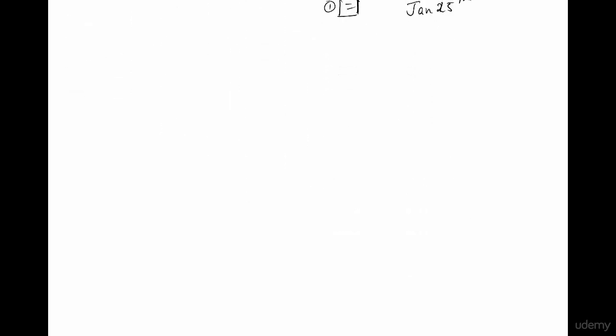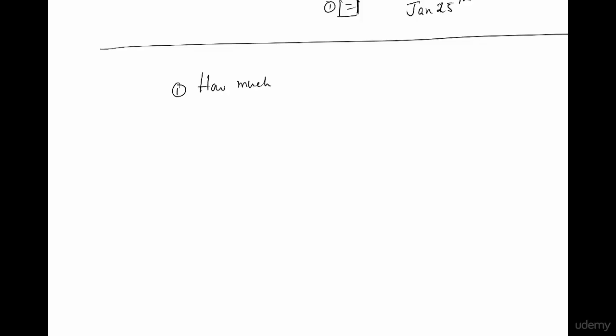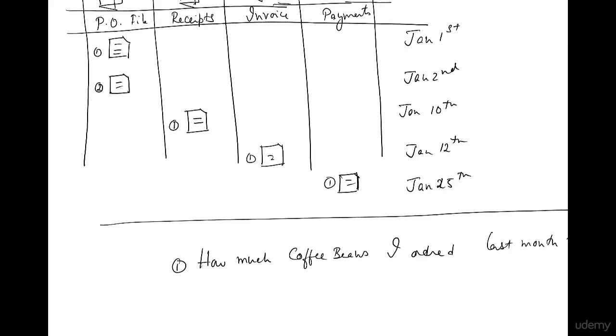That's it. My problem is solved, right? What is the problem that I solved here? I just documented all the activities that I've been doing. Just put them in separate folders. Well, let's talk about the problem that we had. If I wanted to find out how much, say, coffee beans I ordered last month, can I answer that quickly?